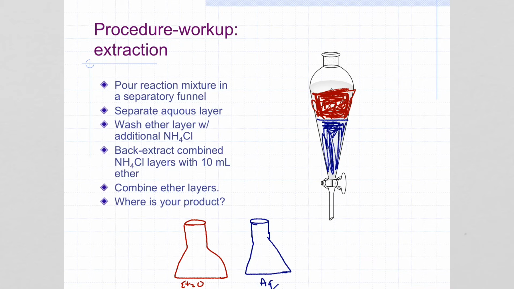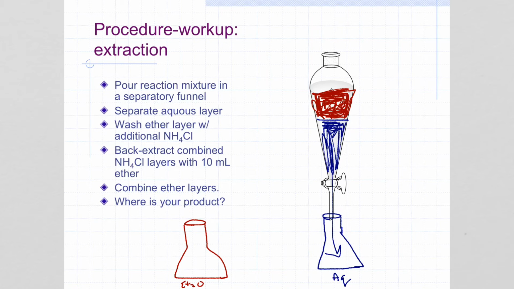Okay, so now I'm ready to do my extraction. Notice in my separatory funnel I've got my organic layer, which is my red layer here, and my aqueous layer, which is the lower blue layer. I've got my 2 Erlenmeyer flasks that are labeled so I know what is what. The first thing I'm going to do is drain the lower blue layer, or the aqueous layer. I wish it was going to be blue, that would be a lot prettier, but it's not. So drain it into the flask.